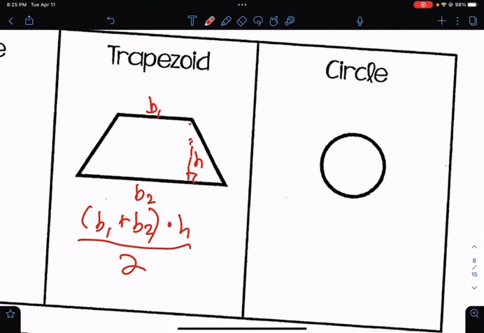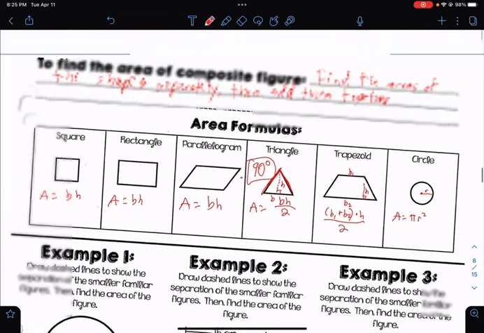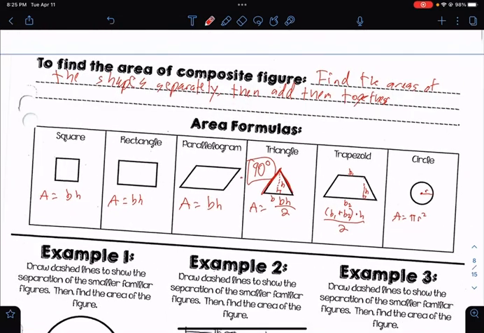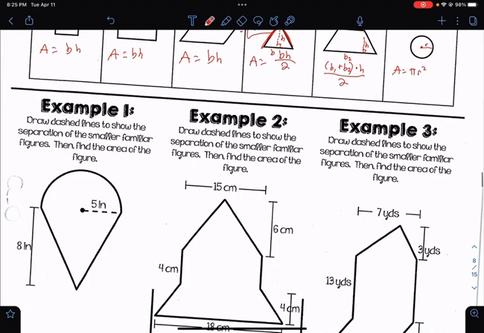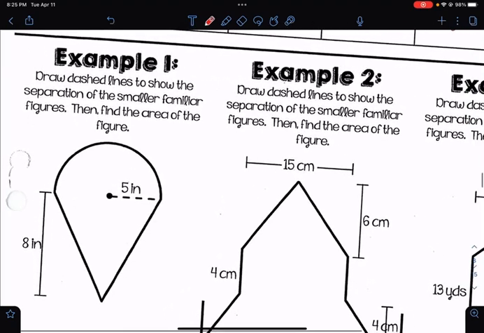And then a circle, we have either a radius or the diameter. This is the radius, whereas all the way across is the diameter. We need the radius, and the area is pi times r squared. So those are our area formulas, and we're going to have examples like this example 1 here, which has basically a circle and a triangle.